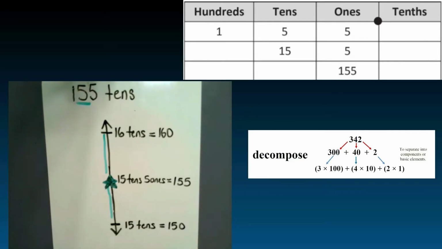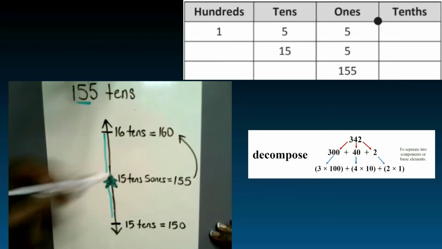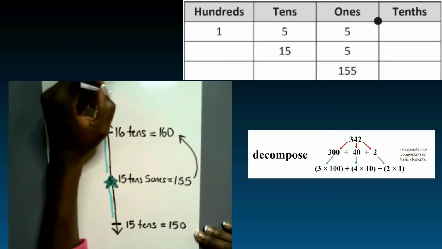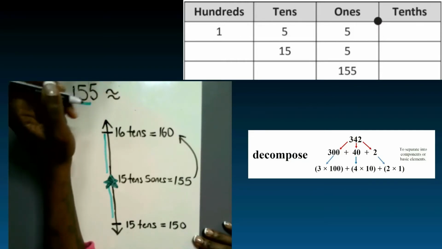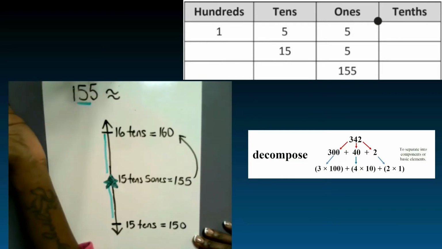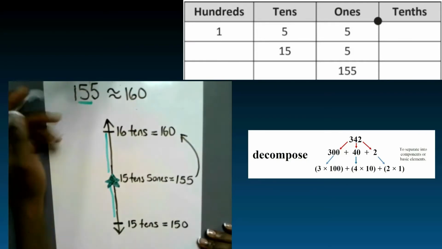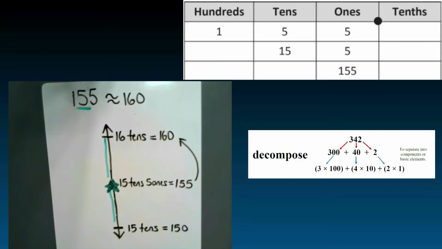Now that we have our star, we can see that our number is right here at the midpoint. When your number is right at the midpoint and you're rounding, okay, if your number is at the midpoint or above the midpoint, we round it up to the next number. So 155 rounded to the nearest 10 is the same thing as 160, because if we're rounding to the nearest tens, the next 10 is 16 tens or 160. So if I'm rounding to the nearest tens, my answer would be 160. And this little squiggly line tells me that I'm rounding. That is, it's an approximate answer. It's not the exact answer.